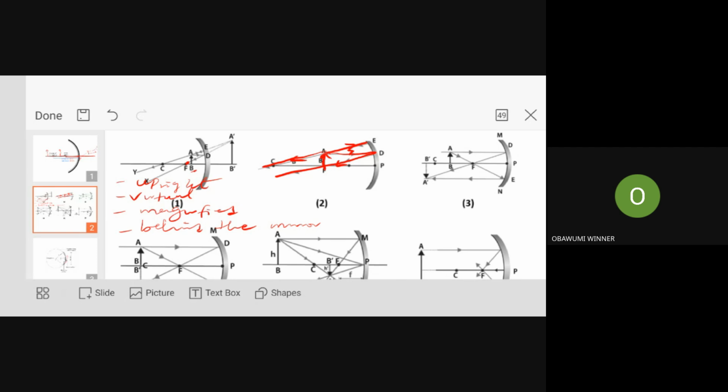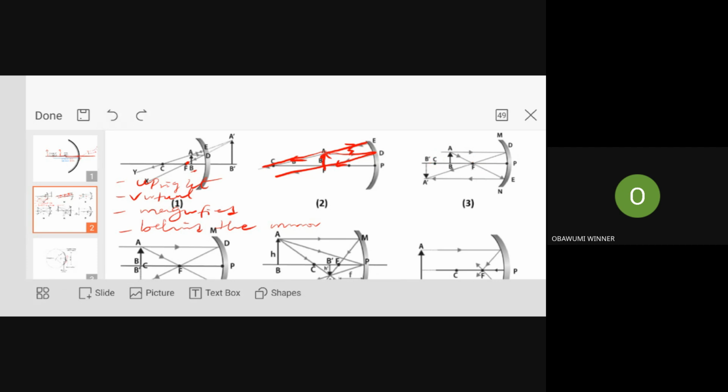In the third diagram, let's assume the object is kept between the principal focus, which is otherwise called the focal point, and the center of curvature. So this is my center of curvature, and this is the focal point. And then I have an object kept between the what? Center of curvature and the what? Focal point. So what would be the nature of the image that will be formed? That's exactly what we want to look at now.